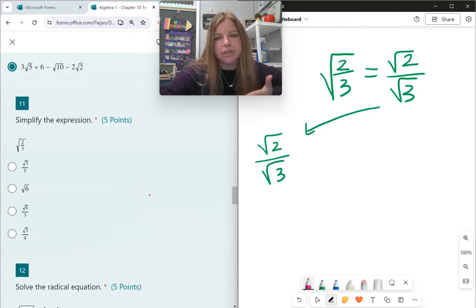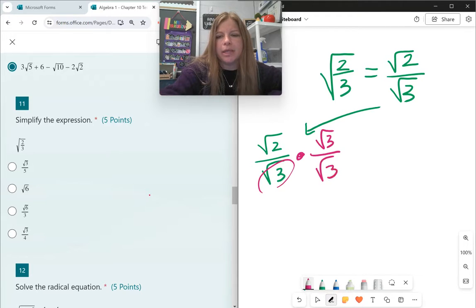So what we have to do is rationalize. And when we rationalize, that means we multiply this fraction by a brand new fraction made up of that radical that was in the denominator. So it's going to be radical 3 over radical 3. Now here's the cool part.